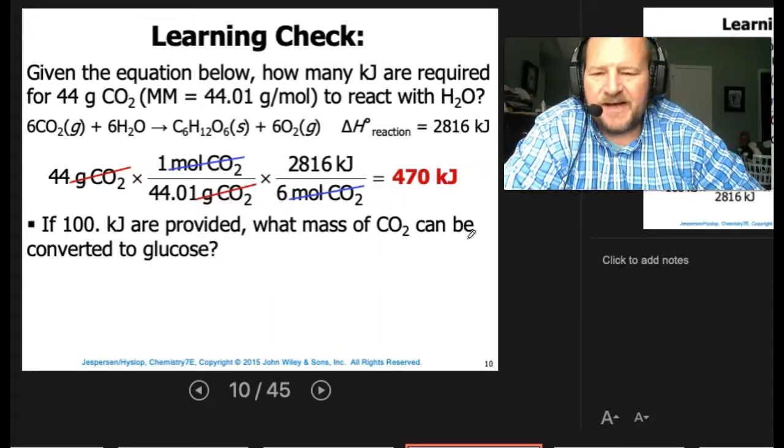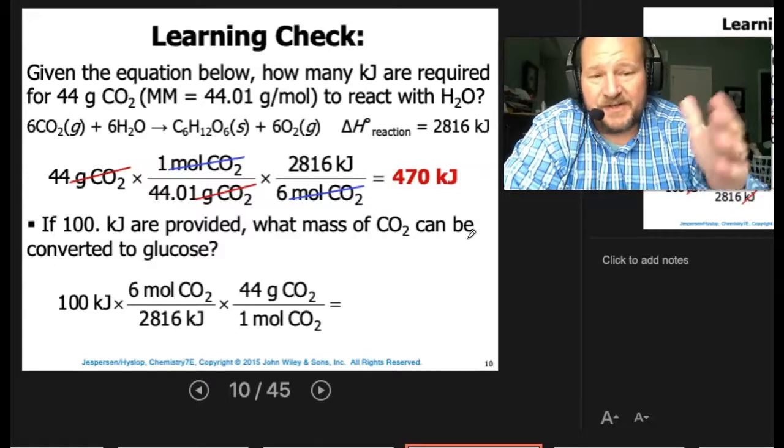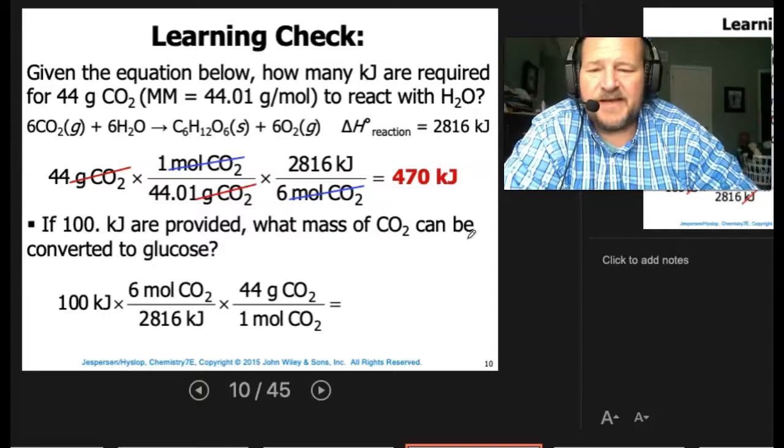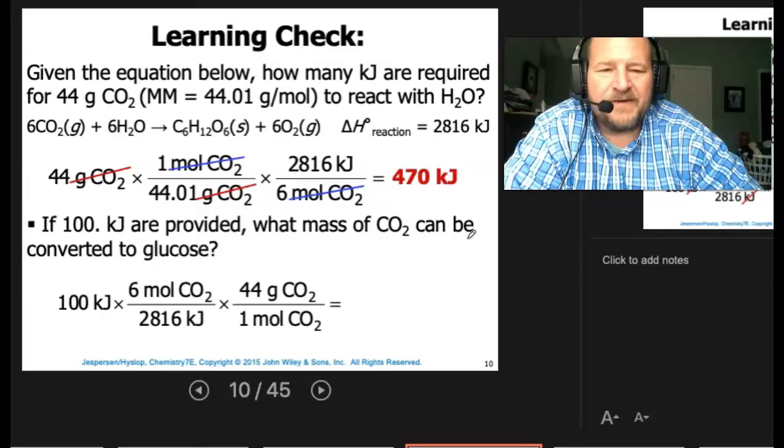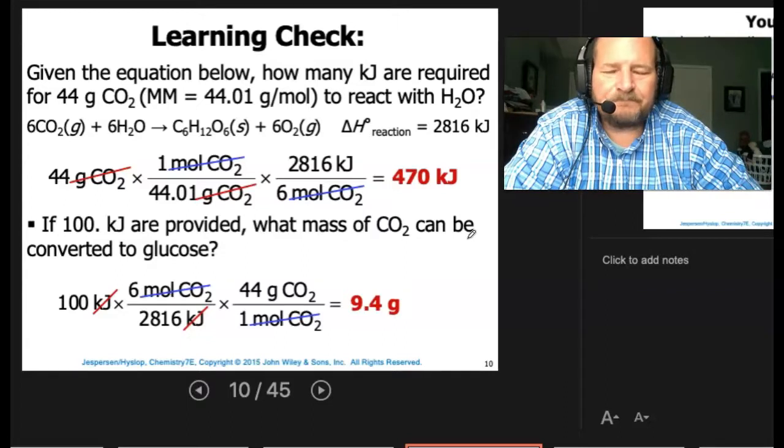So now I'm going to start with that 100 kilojoules and work backwards, right? So I'm going to go to the 6 moles of CO2, and then I'm going to do 44 grams over 1 mole. And of course, later we're going to see how we deal with gases, and that can be that third piece. Okay, but for right now, we've done masses and we've done molarities. So kilojoules cancel out, moles cancel out, and 9.4 grams.